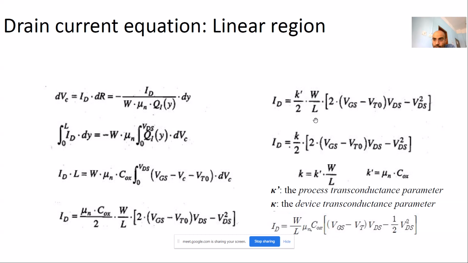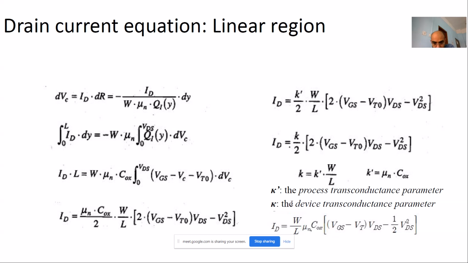If you consider k dash into W by L together as a constant, because once you have fabricated the device you cannot change its width and length, then the only thing to change is the drain to source voltage. So this can also be termed a constant, and it is called the device transconductance parameter K.